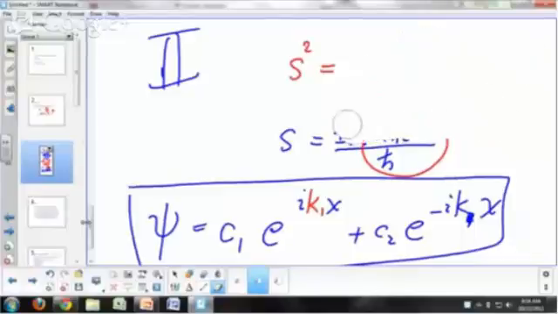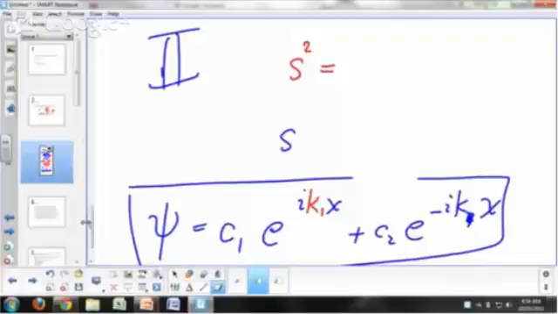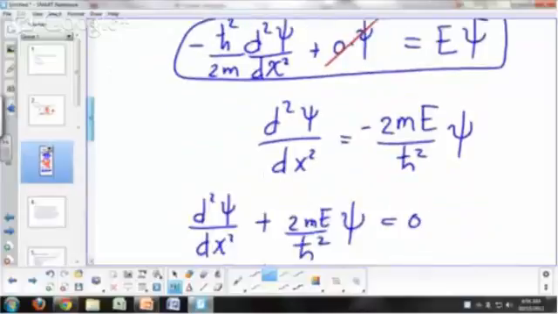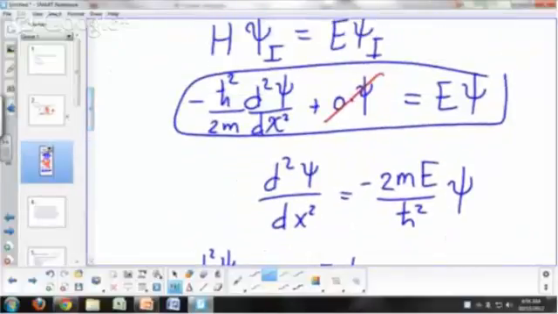When you get to this point over here, you will say that s squared is equal to negative 2m times e minus v naught over h bar squared. Because if you go back here, this is going to have a v naught term over here. Okay, so when you move that v naught over to the right side, you have an e minus v naught. So instead of e, you're going to have e minus v naught. All right?